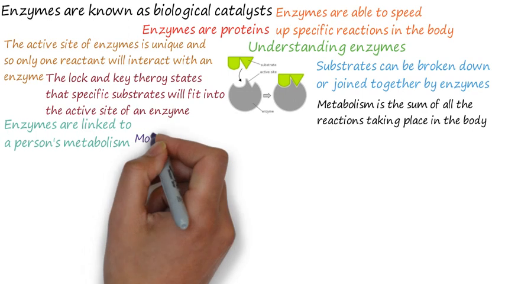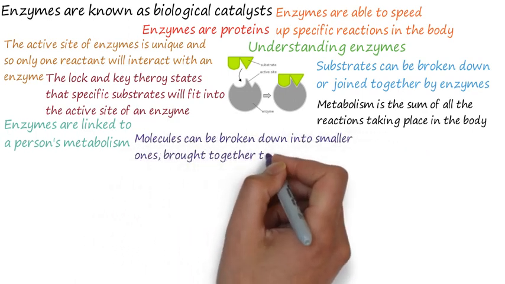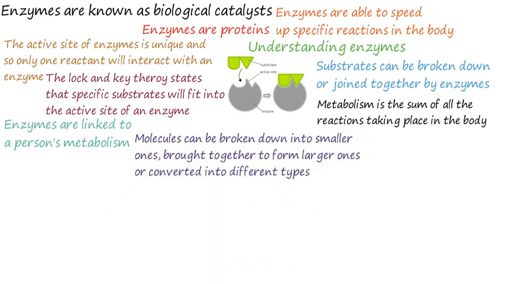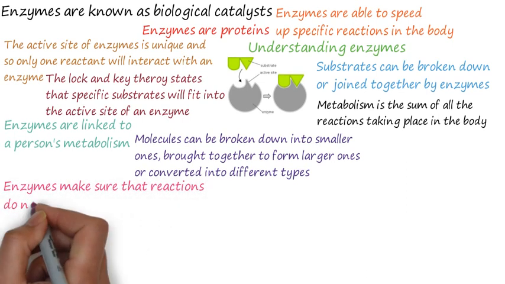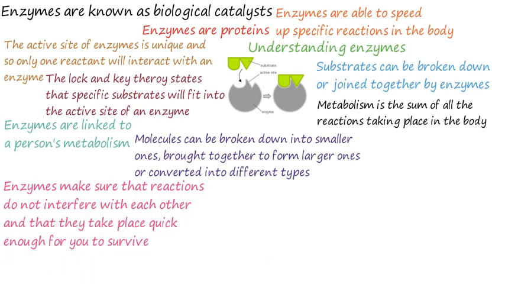Enzymes are closely linked to a person's metabolism. Metabolism is the sum of all the reactions taking place in the body. The metabolic reactions taking place can come in three different types. The first is when a large molecule is broken down into smaller ones. The next is when smaller molecules are used to form larger ones. And the final type is when a molecule is converted into a different type of molecule.